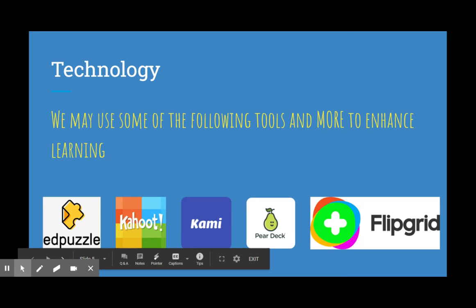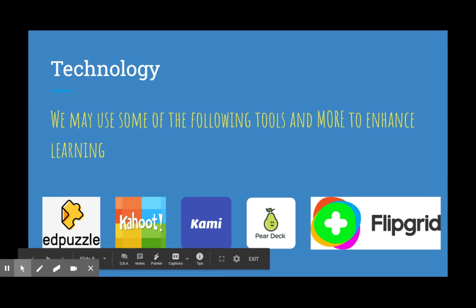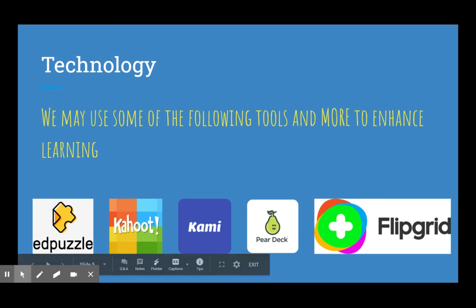Okay, so technology. These are some of the tools that we are going to be using for distance learning. So we have Edpuzzle. Edpuzzle is where they watch videos, and then they can answer questions based on that video. We have Kahoot, a fun review website and app. Kami. Kami is purchased by the district, and it can be used to write on docs or PDFs. Some students have mentioned that it doesn't save their work, so if they're getting a little frustrated with that, it's okay if they use something else. Pear Deck is an interactive add-on that we use for notes, and then Flipgrid, they can record and upload videos.